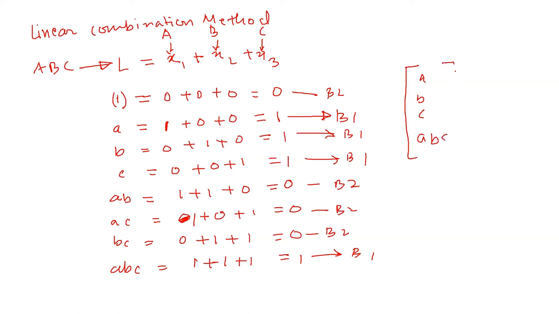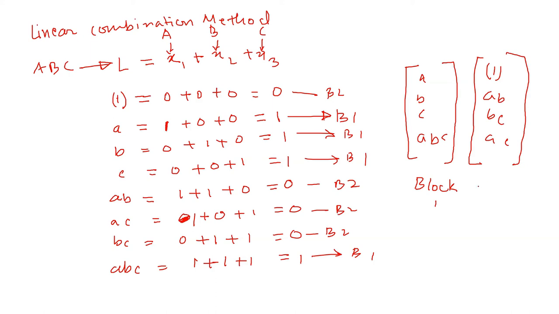in block 1, or the principal block, and then in block 2 goes the control, and then AB, BC, AC. So these three go in block 2. So ABC is confounded within block, so we won't be able to see the effect of ABC.